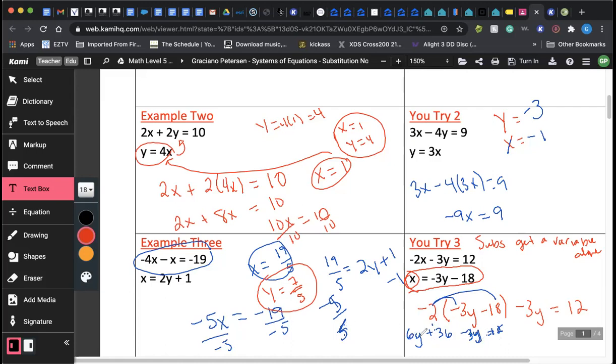All right, because when I combine the 6y and the 3y, I'm going to end up with 3y plus 36 is equal to 12. When I subtract the 36 from both sides, I'm going to get negative 24. 3y is equal to negative 24. When I divide both sides by 3, I'm going to get y is equal to negative 8.